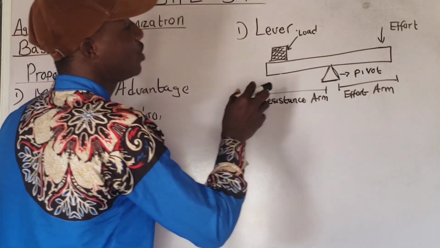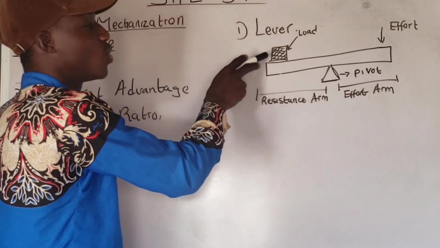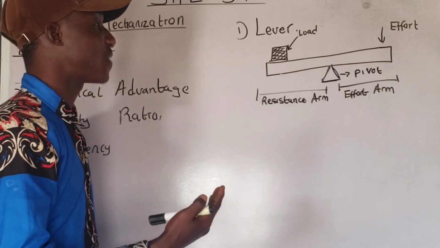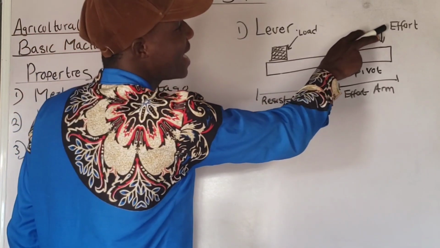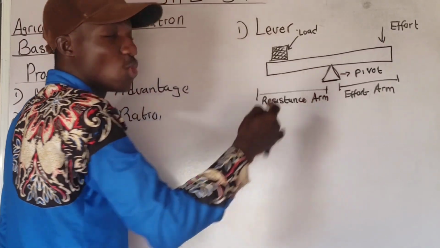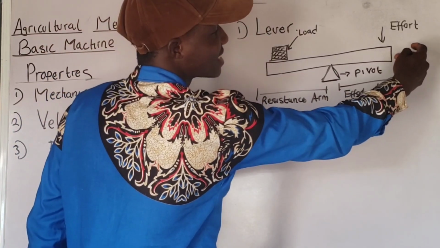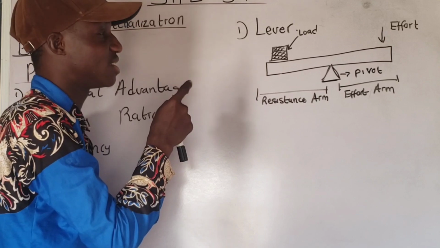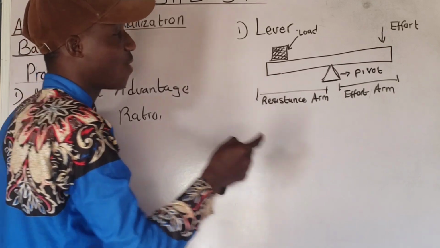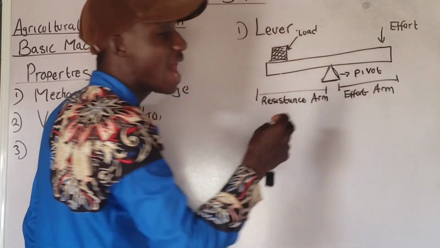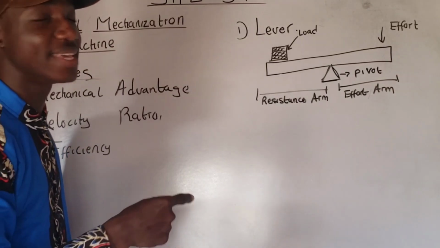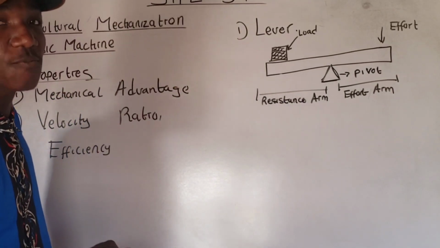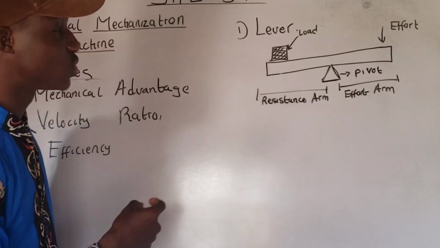Don't forget the function of the lever. The lever is used to amplify force. Now, if you apply effort, you apply force on the right hand side of this lever, this load will tend to move forward. Now, this is the effort arm, the arm where force is being applied in an attempt to lift up the load. Where effort is being applied, the arm is known as the effort arm.